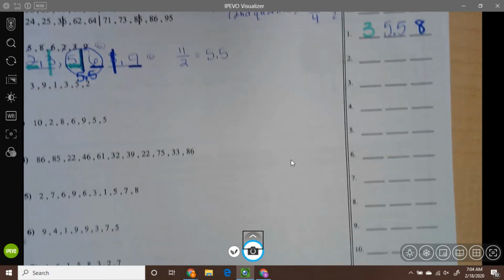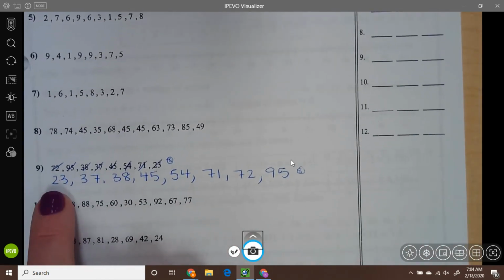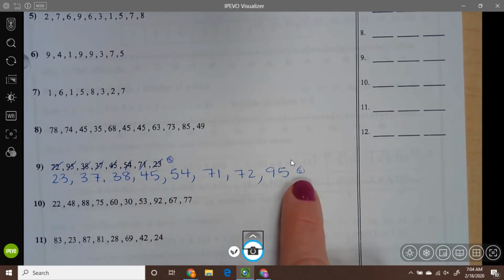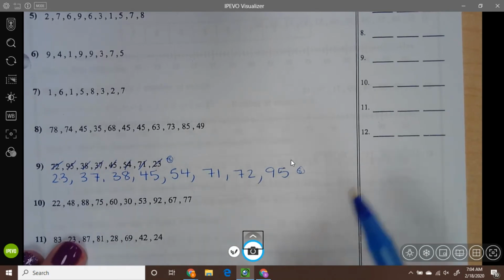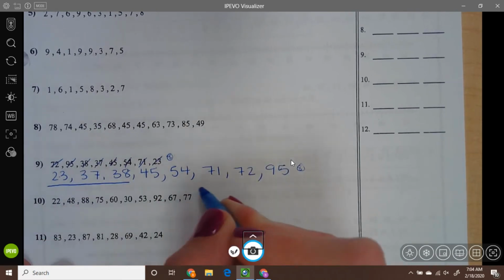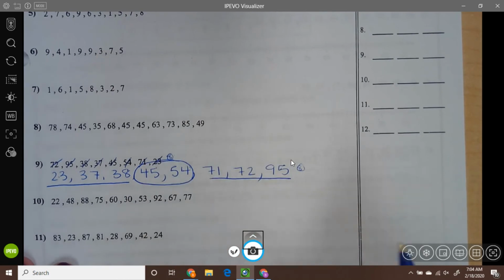Okay, then we're going to move down to number 9. As you can see, I've already ordered the list, so there should be 8 numbers. These are going in order from least to greatest, and I counted to make sure there were 8 numbers. So we can close in. I should be able to get 3 on each side. And then you would want to find the mean of those 2 numbers.